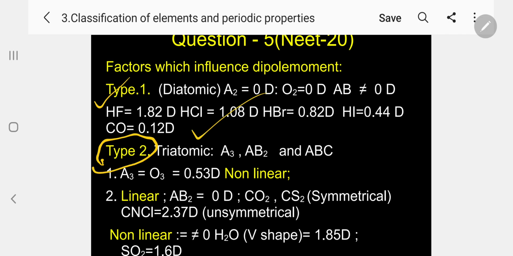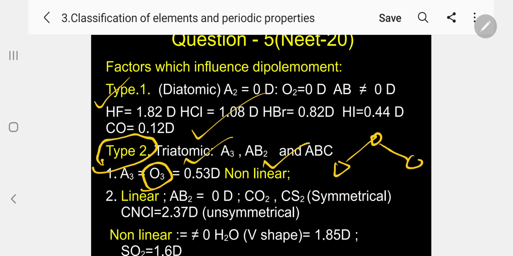Type 2, triatomic: A3, AB2 or ABC. This is general; let me give specifics. For A3, for example O3, ozone, the dipole moment is not zero because of the shape. Kindly follow. It has a value of 0.53 Debye, and it is non-linear. So when you come to triatomic molecules, you first have to identify from the shape whether it is linear or non-linear. You can easily identify that from the hybridization and the lone pair. If you know the hybridization and the lone pair, you can predict the shape.